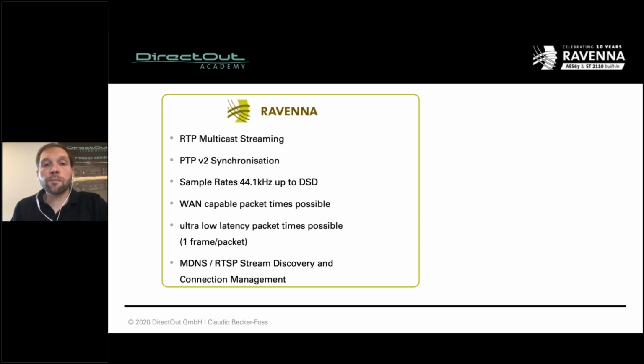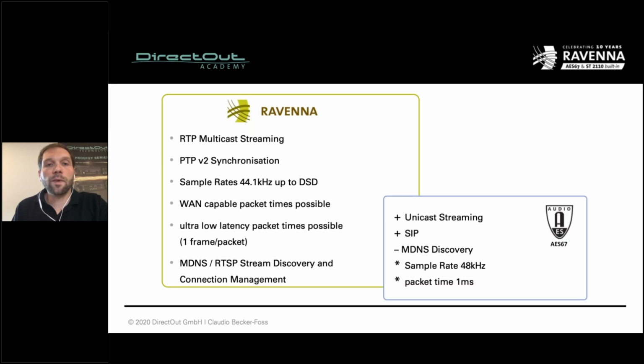When Ravenna was released, the industry embraced it, but soon people came and said, we would like to have this rather in an official independent standard form. And then AES chimed in, and AES came up with AES67. Andreas was, for instance, quite involved in the standardization of AES67, and some other guys from the industry. So basically, AES67 uses a lot of things that are in Ravenna available anyway. It just adds unicast streaming, which was not available in Ravenna up to that time, and SIP as a protocol to negotiate the unicast connection.